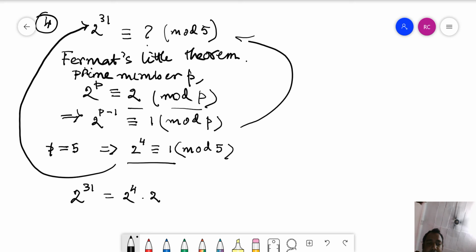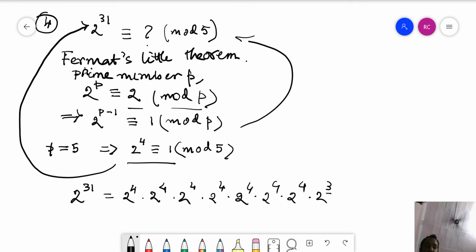So 2 to the power 4 and 2 to the power 4 gives 2 to the power 8. Another 2 to the power 4 gives 2 to the power 12. Another gives 2 to the power 16. Another gives 2 to the power 20. Another gives 2 to the power 24. Another gives 2 to the power 28. What we are left with now is 2 to the power 3, because another 2 to the power 4 would give us 2 to the power 32, but we have only 2 to the power 31.